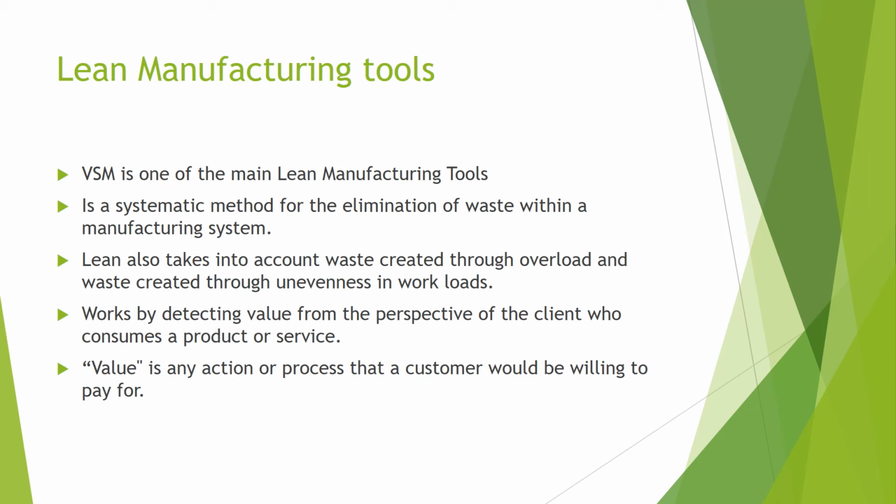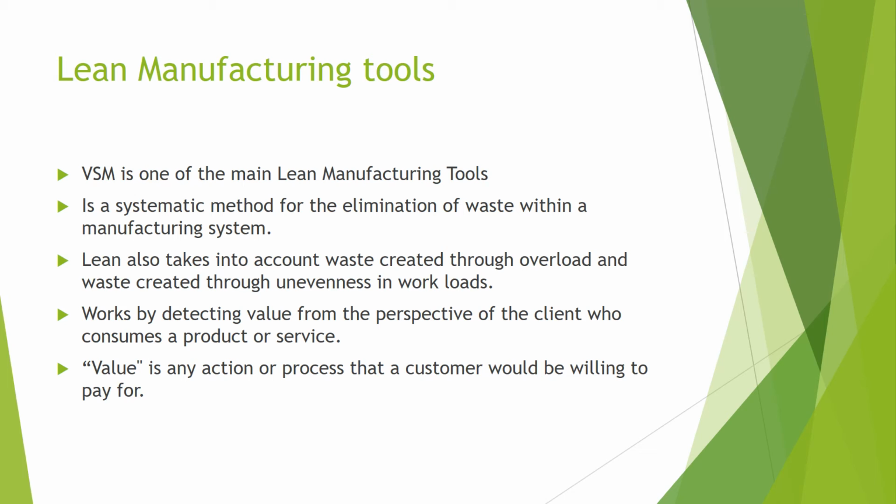And speaking of value stream maps, this is a lean manufacturing tool. Okay, you will be seeing lean manufacturing tools throughout all of this year, and lean manufacturing is a systematic approach for the elimination of waste within a manufacturing system or within a service system. Lean also takes into account the waste that is created through overload and waste created through unevenness in workloads. We will be talking about this in the future in the course, but this is a very important source of inefficiencies in a process.